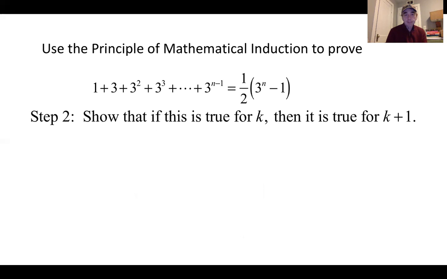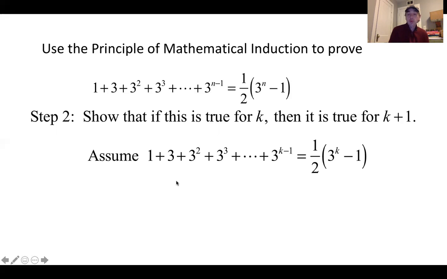All right. So how are we going to do that? If it's true for k, then it must be true for k plus 1. That's our goal. Assuming it's true for k, the last exponent here is k minus 1. Starting from 3 to the 0 to 3 to the k minus 1, that would be k powers of 3. And then this would become 1/2 times (3 to the k minus 1). That is what we are assuming.